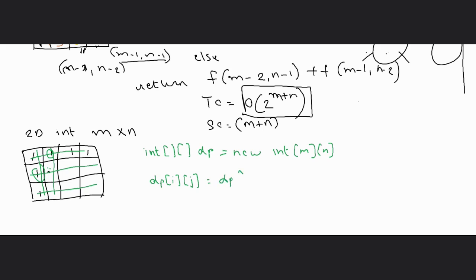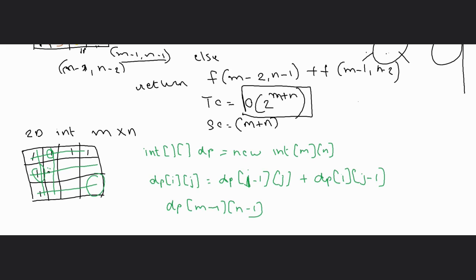dp of i j is equal to dp of i minus 1 j plus dp of i j minus 1. And once we are done filling this matrix, we will return dp of m minus 1, n minus 1. So we will return the value from this cell.